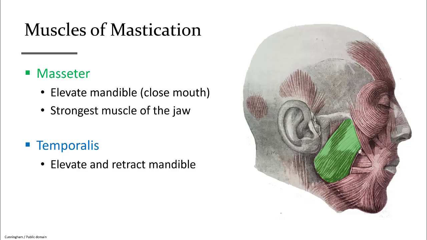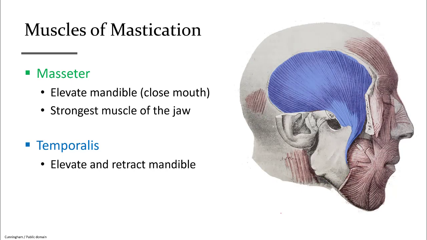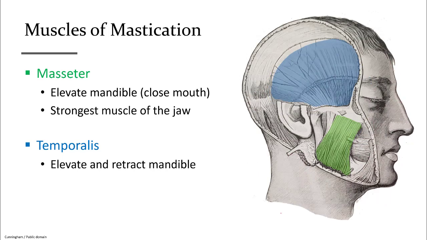There are 2 muscles of mastication that you're responsible for. The masseter along the mandibular ramus, shown in green, and the temporalis in blue along the surface of the temporal bone. Both of these help to elevate the mandible and crush food.